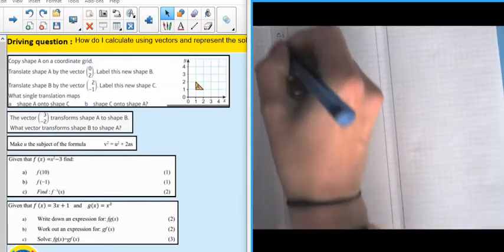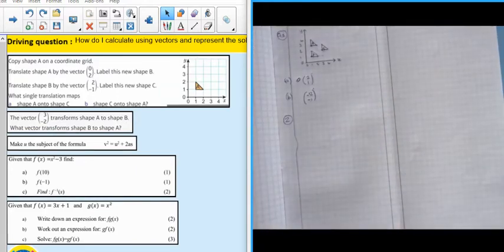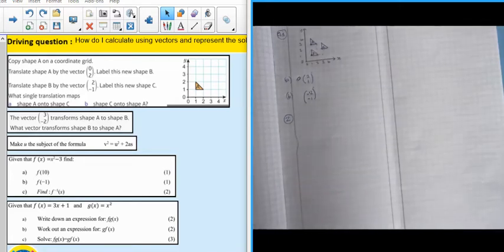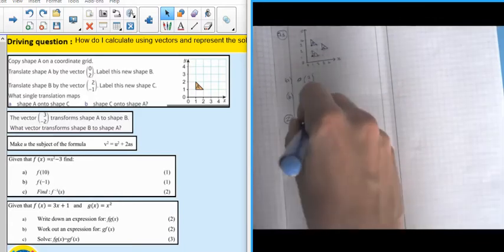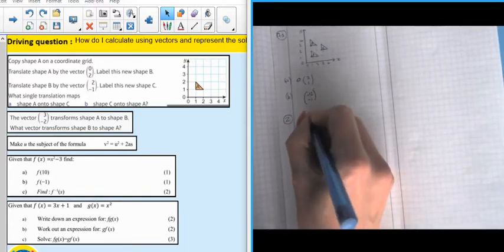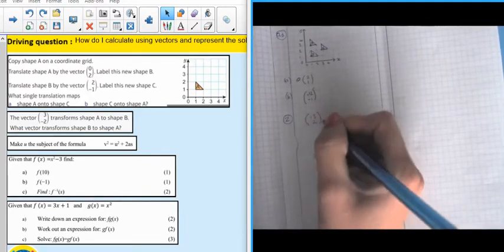Which should help us with question 2. The vector 3, negative 2 transforms shape A to shape B. What vector transforms shape B to shape A? So if we're doing the reverse, we just change the signs. So we've gone from 3, negative 2, so we'll change that to negative 3 and positive 2.